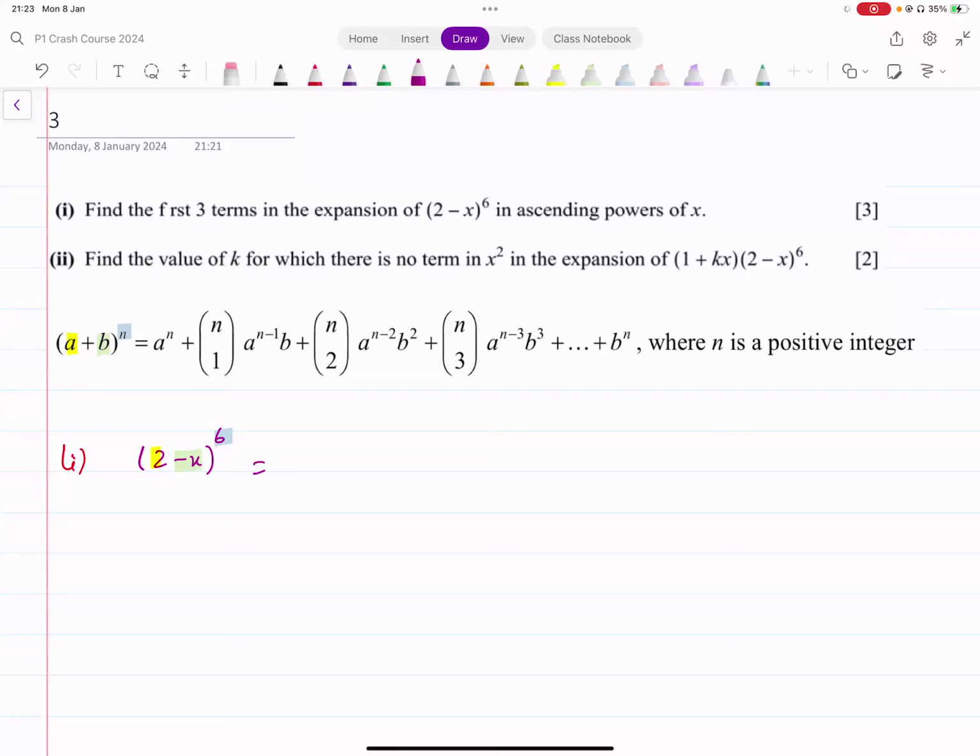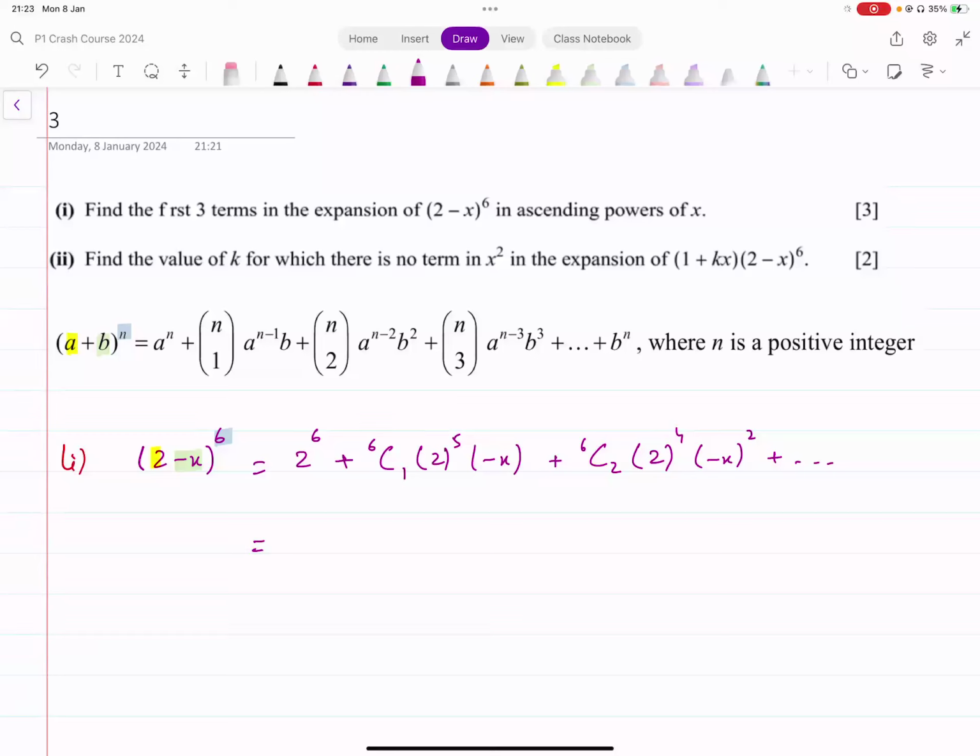Just input values in the formula. A raised to power n, that's 2 raised to power 6, plus 6c1 into a raised to power n minus 1, that's 2 raised to power 5 into b, which is minus x, plus 6c2 into 2 raised to power 4 into minus x whole squared. And that's it. These are the 3 terms that we needed. We don't need to go any further than this.